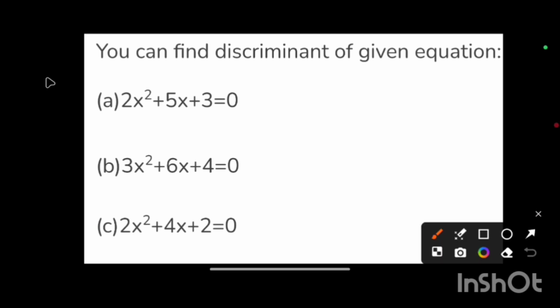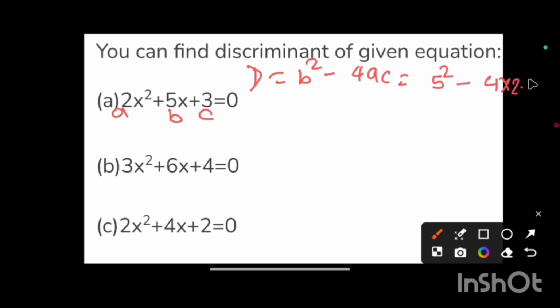In equation A, we can see it is a, it is b, and it is c. What is discriminant? D equal to b square minus 4ac. Here b is 5, so 5 square minus 4 times 2 times 3. Here 5 square is 25 minus 24. Answer is 1.